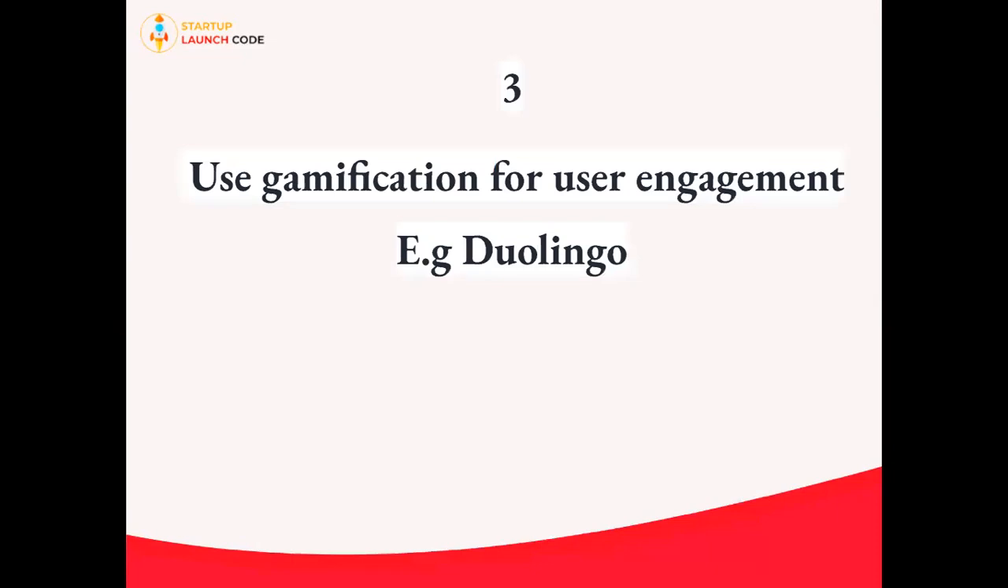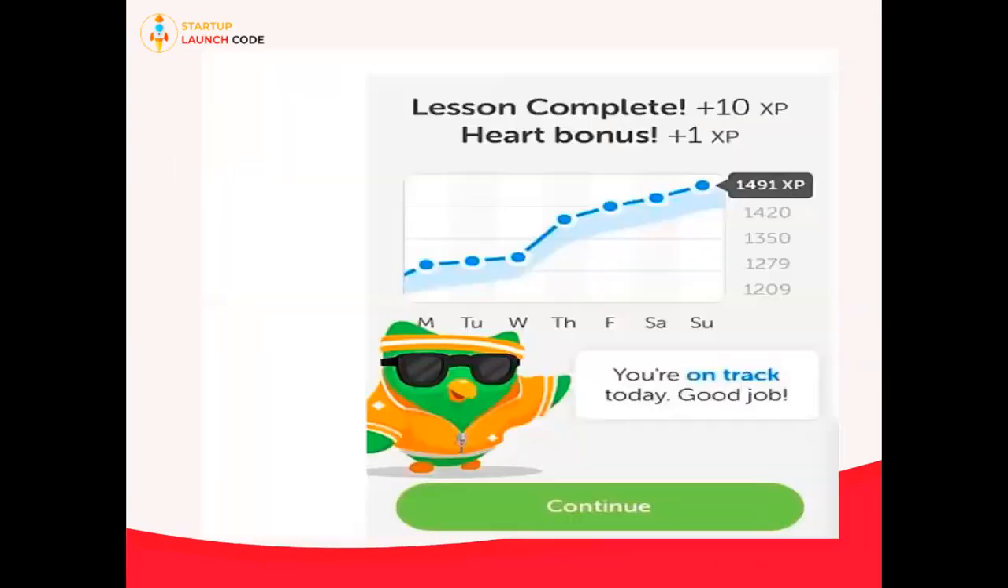So the next thing is to use gamification for user engagement. Gamification means trying to gamify the entire engagement process. For example, Duolingo did this very perfectly. What they want is for users to continue to come to the application every day. You can see Monday to Sunday, and for each day you come on the application, there's a point that you get. If you come on Monday, you get this point. If you come on Tuesday, you get this point.